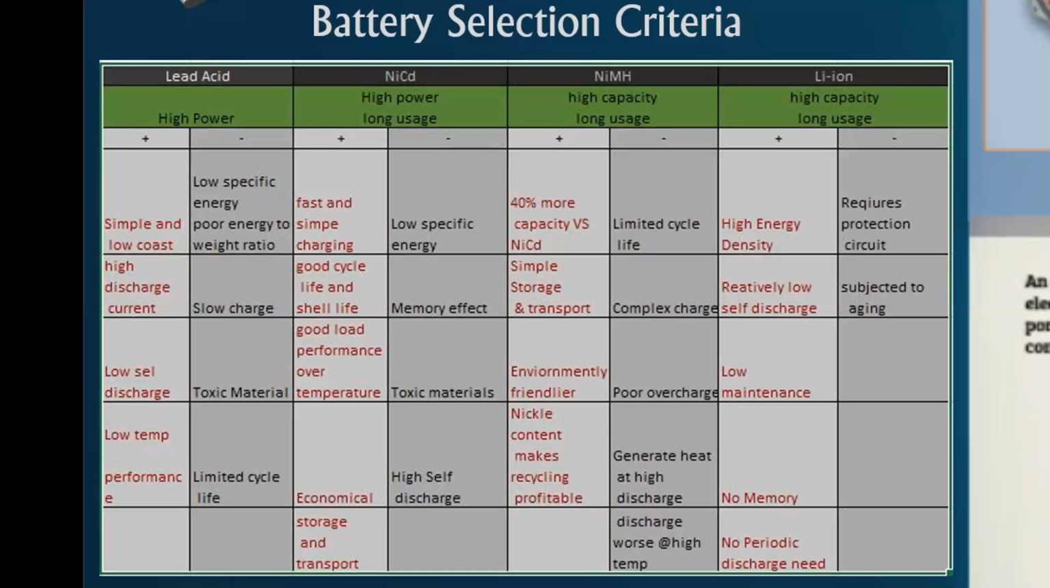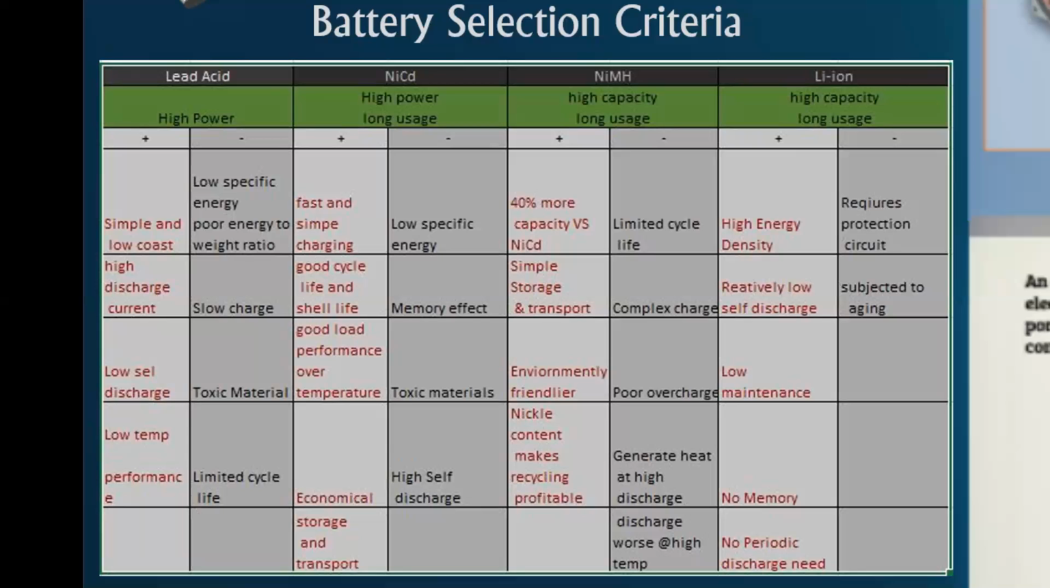Moving on to the nickel metal hydride, it has 40% more capacity as compared to the nickel cadmium battery. It is also simple in storage and transport. It is environmentally friendly. It doesn't have toxic material at all, and nickel content makes recycling profitable. So we can recycle this battery, and it could be profitable.